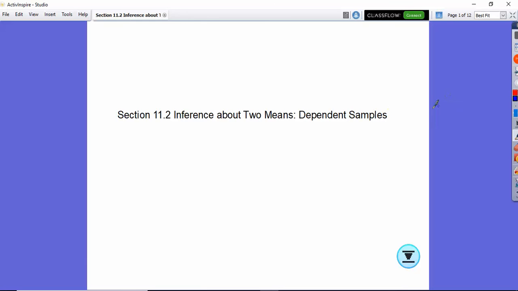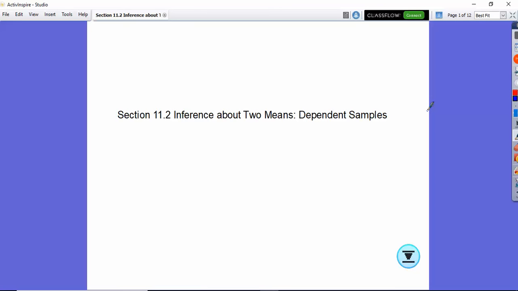Okay, so we are looking at what to do when we have matched pairs data today. Matched pairs, that's been a long time since we talked about that. Do you remember what matched pairs data was? No. So basically, it's data that is paired together in some way.